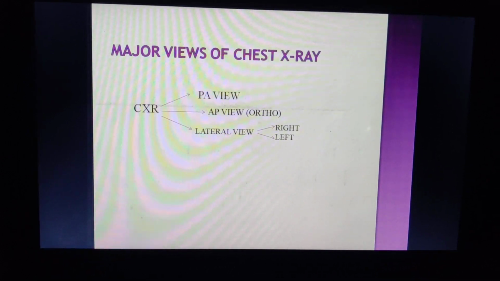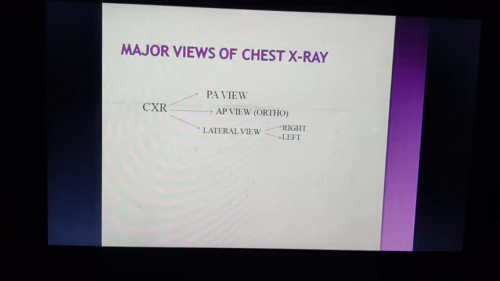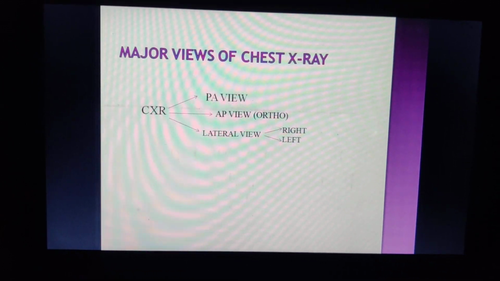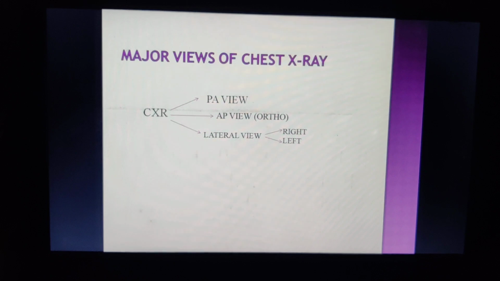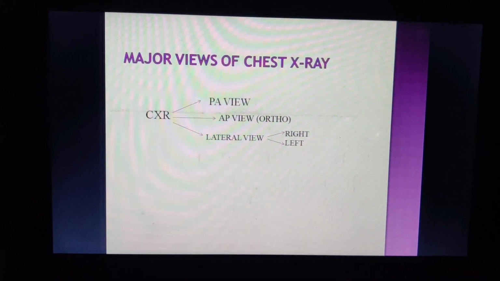Third is the lateral view. It is again divided into right lateral and left lateral. The lateral view in conjunction with the PA view is helpful to see the three-dimensional view of organs like the diaphragm and heart.